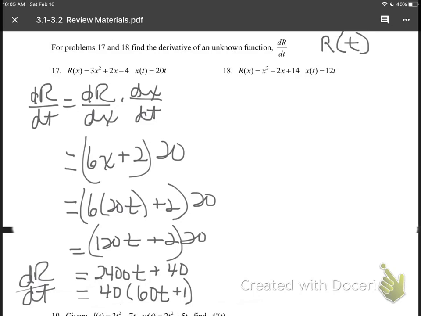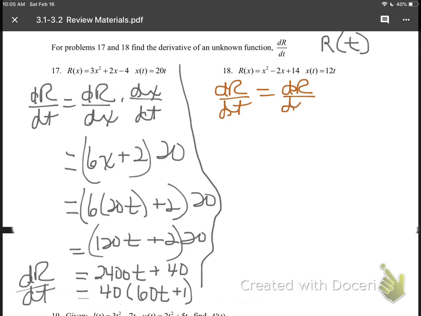Okay, so let me put a little line here so that I can work on the next problem, and I'll change color just so you can tell the difference. Okay, so same idea here. I'm looking for dr dt, and I'm going to be able to get it by doing the chain rule, get dr dx and multiply that by dx dt, and replace all of my x's with t's by using the function.